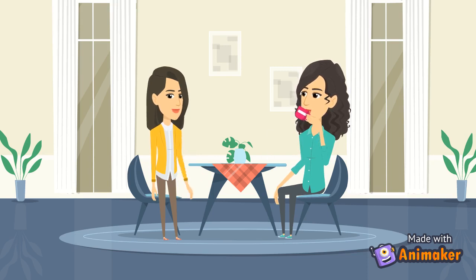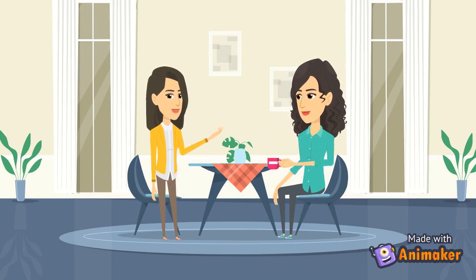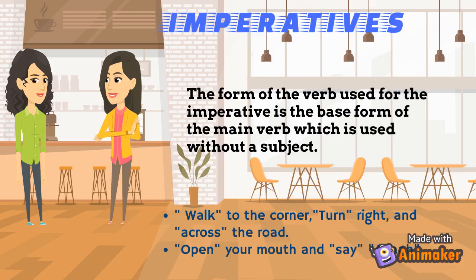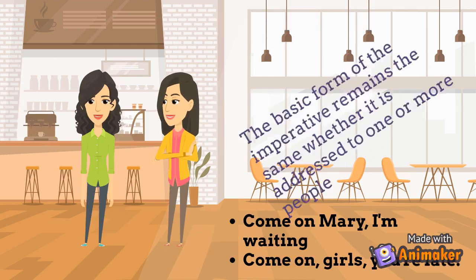Although the main feature of sentences in the imperative is that they have no grammatical subject, they do have an understood subject, which is you. The form of the verb used for the imperative is the base form of the main verb, which is used without a subject. Walk to the corner, turn right, and cross the road. If you look carefully, you will see that there is no subject here. Open your mouth and say, ah. There is still no subject here.